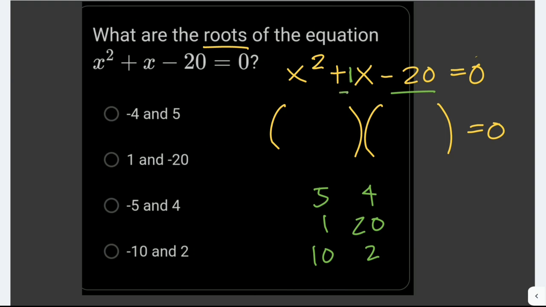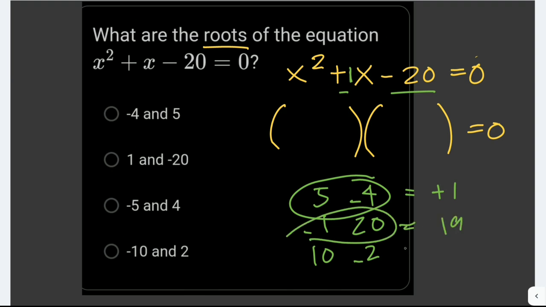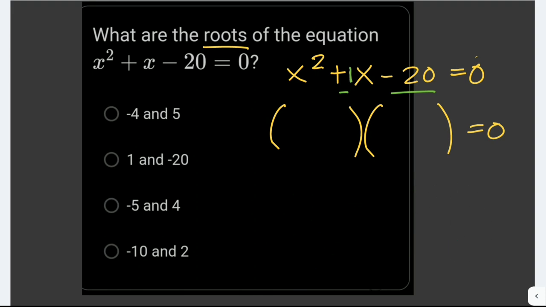Since the coefficient of the middle term is positive, the larger number should be positive, and the smaller number should be negative. Alright, so when we try 5 minus 4, this would give us positive 1. This is 19. This one is 8. So the factors that we're going to use are 5 and negative 4, because they add up to positive 1. So this would be x plus 5, times x minus 4.